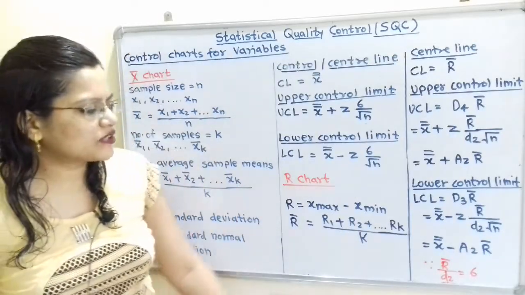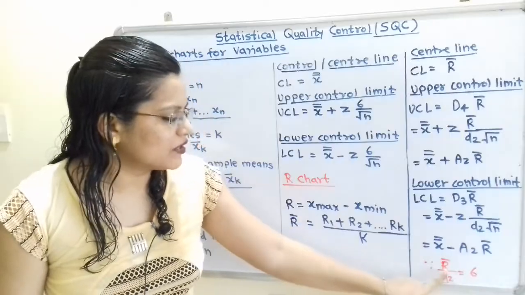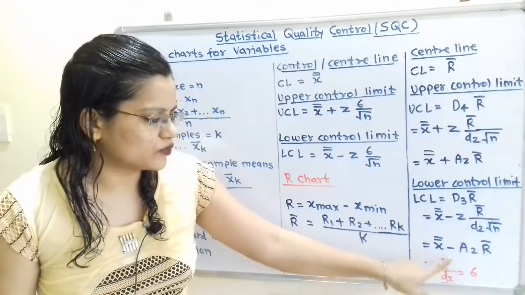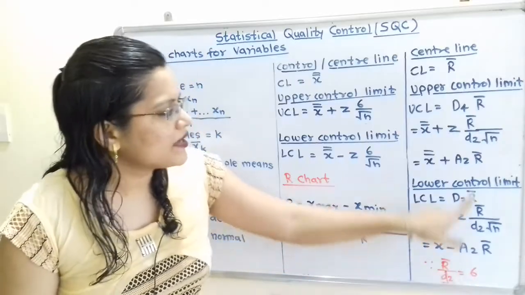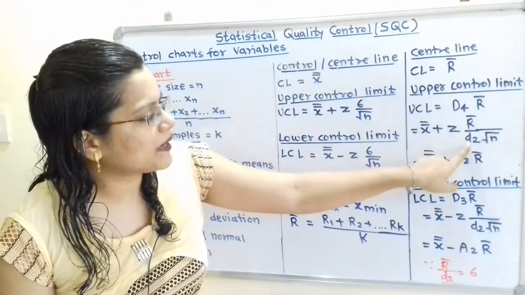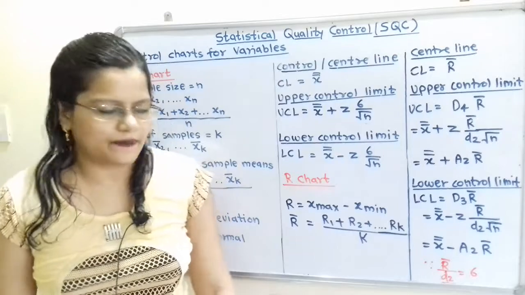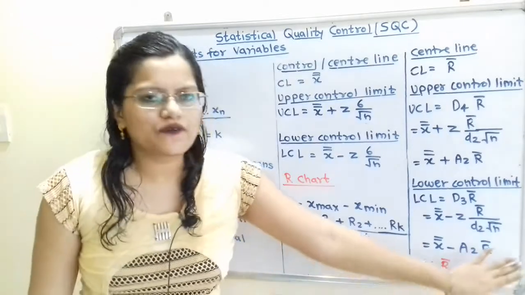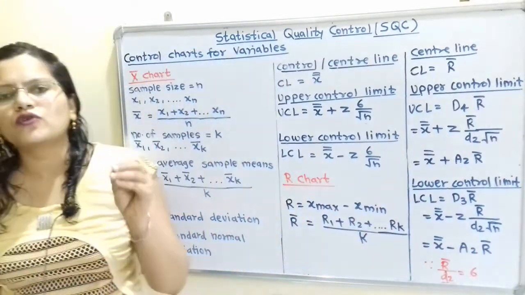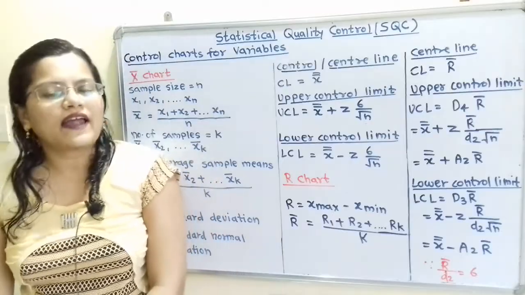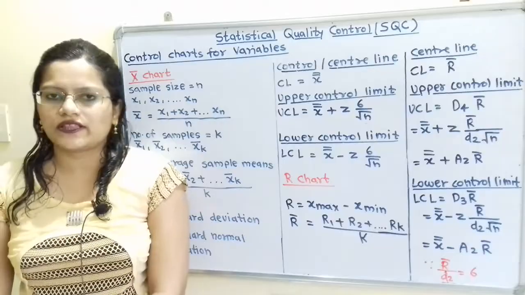And we can also say that sigma is equal to R bar by d2. So we can calculate the sigma, because here instead of R bar by d2 we can use the formula sigma by root n. So all these formulas you have to note down in your notebook, which is important to solve the problems.